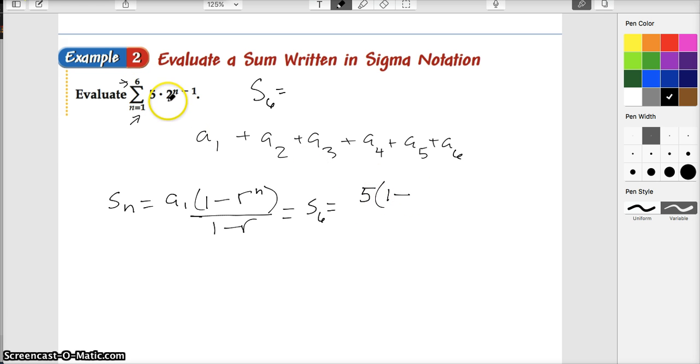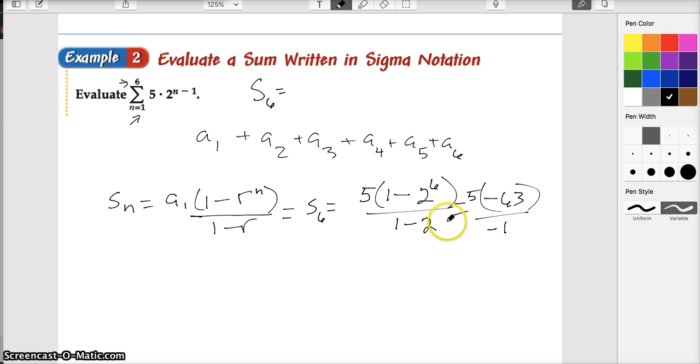What is the r value? What is the value that we're constantly multiplying? That value is going to be 2. So this is 2 to the n power, the 6th power, and at the bottom I'm going to have 1 minus r, which is 1 minus 2. I'm going to complete this problem by calculating. I can use a calculator, obviously. 2 to the 6th power is 64. So 1 minus 64 is negative 63. I'm going to multiply that times 5, and then divide it by -1.